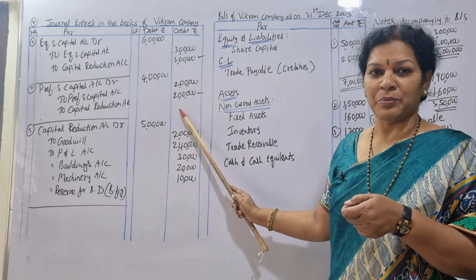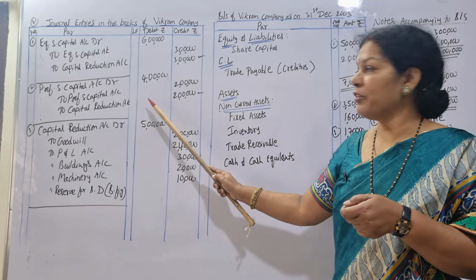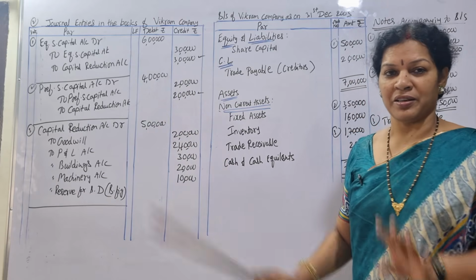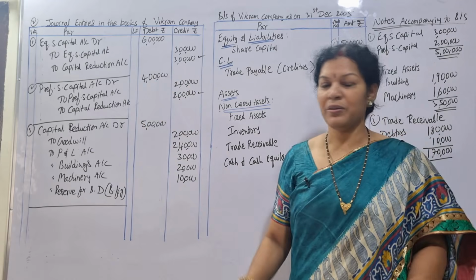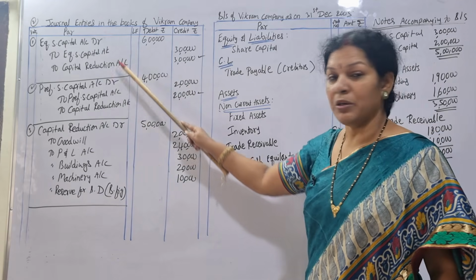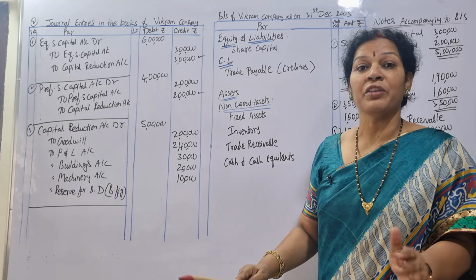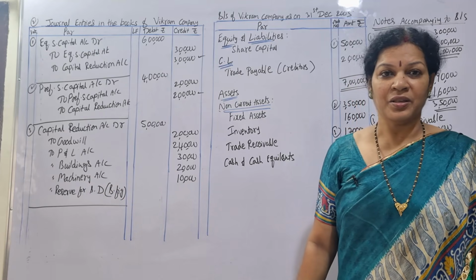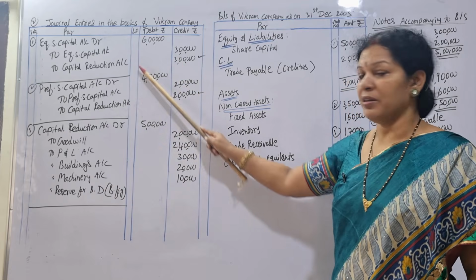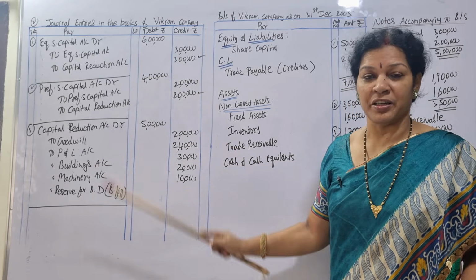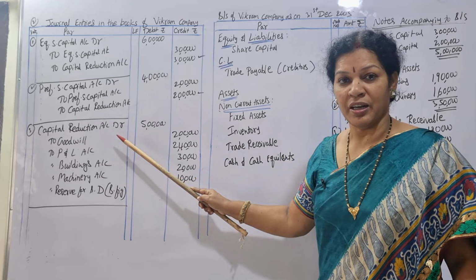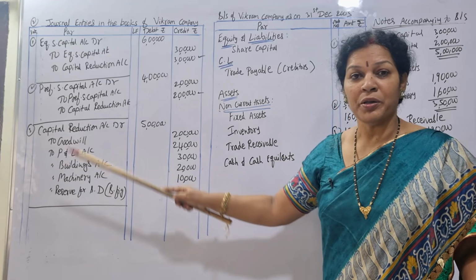Half means 2 lakh it comes. 2 lakh. And the difference is 4 lakh minus 2 lakh, which is 2 lakh. Now the third entry is always this capital reduction amount we want to utilize to write off some assets. So this capital reduction will be on the debit side. Capital reduction account at R2. What did you want to reduce with it?